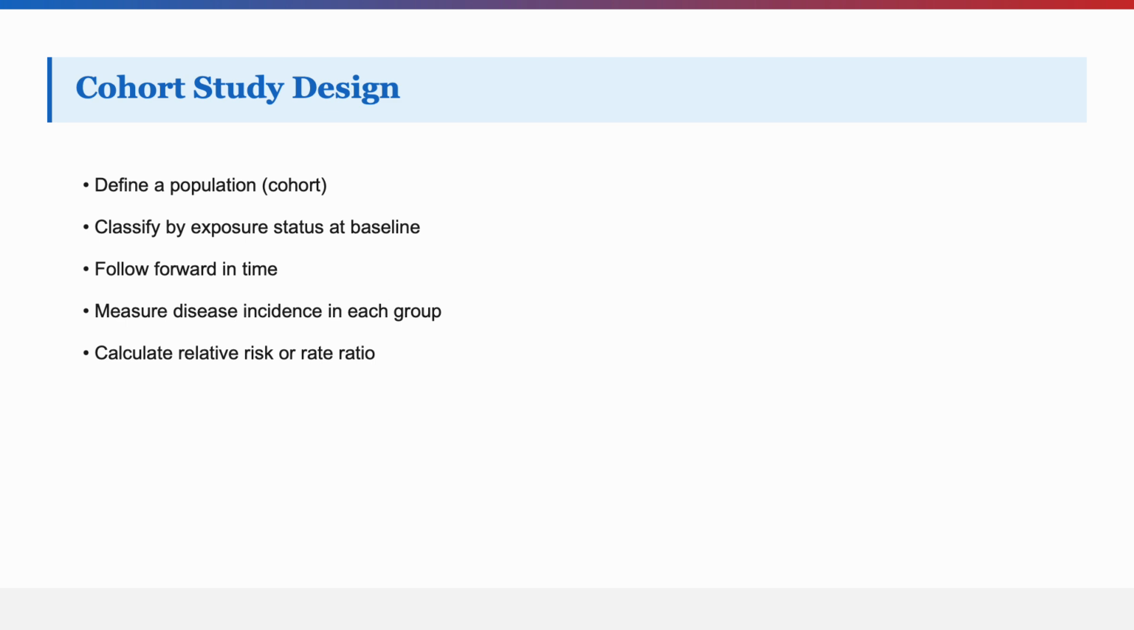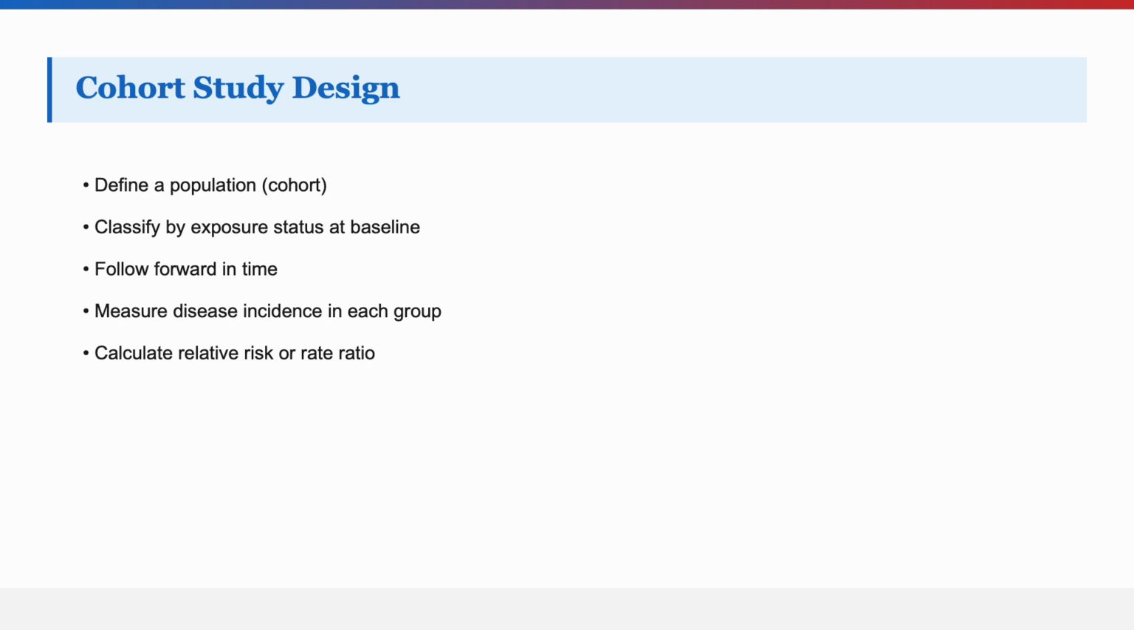You start by defining your cohort, a group of individuals who share some characteristic, often membership in a defined population. The Framingham cohort was adults living in Framingham, Massachusetts. Occupational cohorts might be workers in a specific industry.